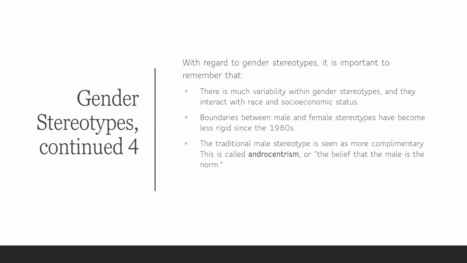Overall, I think it's important to note that there is a lot of variability within gender stereotypes, and this interacts with race and socioeconomic status. So we see these overall stereotypes, but then we're going to see more specific stereotypes that are tied to one's race, and then we're also going to see more specific stereotypes that are tied to socioeconomic status. So we may see different stereotypes among those who are of high socioeconomic status versus middle versus low.